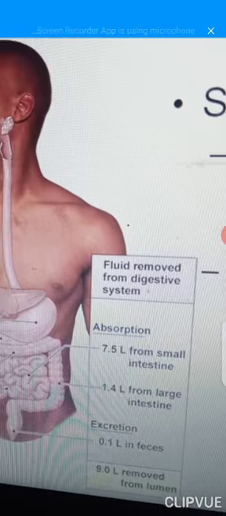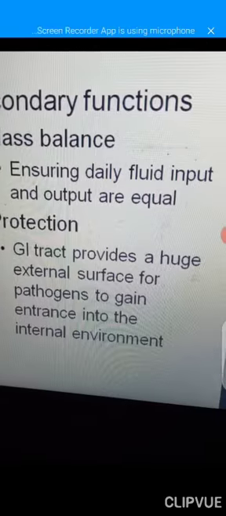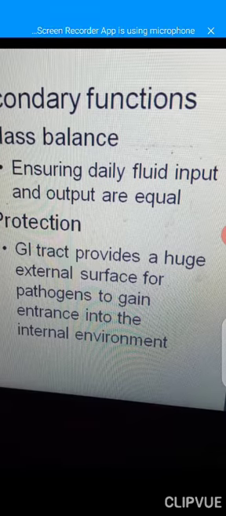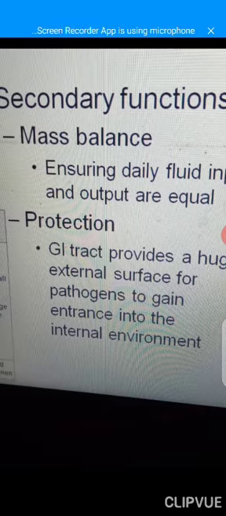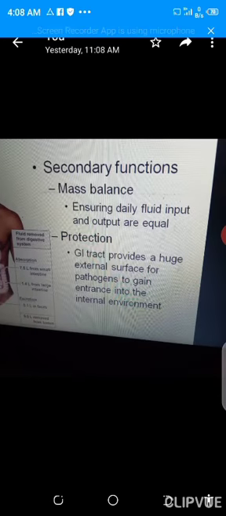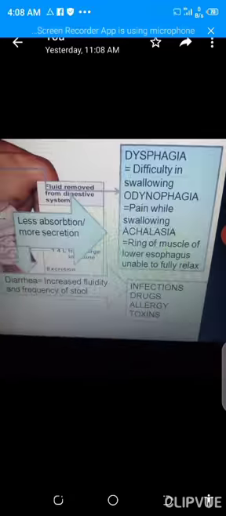Although the GIT has secondary functions. Then what are the secondary functions of GIT? We have what is called the mass balance. What do you mean by mass balance? We are saying the gastrointestinal system contributes to daily maintenance of fluid input and output. That's one secondary function. Another secondary function is protection. Most food that we consume is not as hygienic as we think. The reason why we are not getting sick is because the acid and some other enzymes are also involved in the defense of the body. That is why we are actually not getting sick.